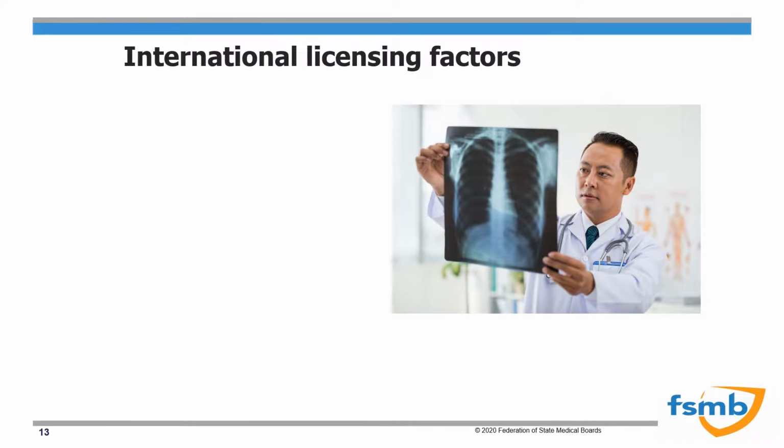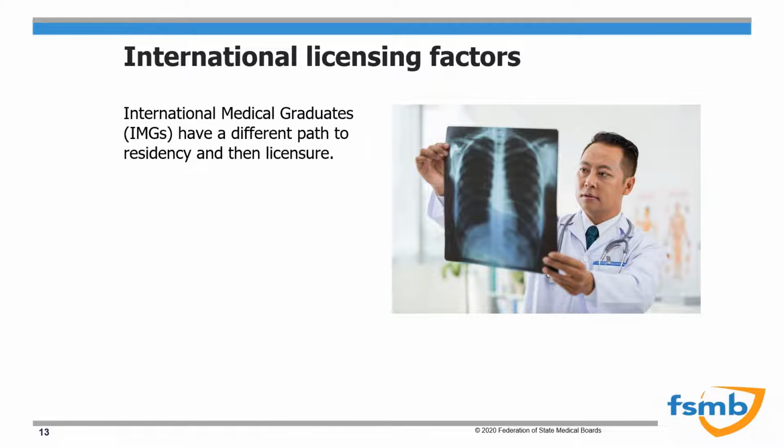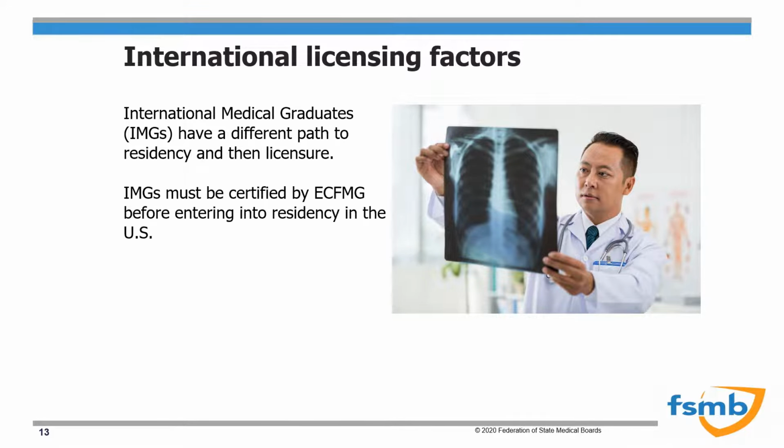Compared with U.S. medical graduates, international medical graduates, or IMGs, follow a slightly different pathway after completing their medical education outside the United States. First, before entering into a residency program in the United States, they must be certified by the Educational Commission for Foreign Medical Graduates, known as ECFMG. This step is required in order for IMGs to enter into an accredited residency program in the U.S.